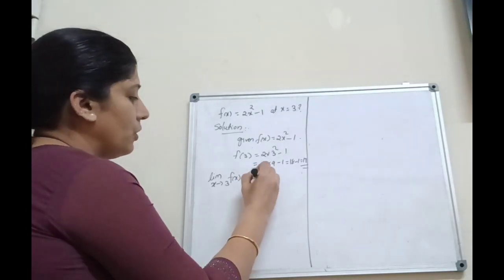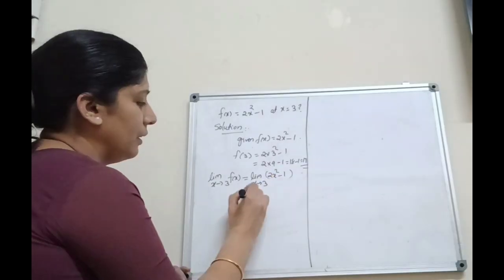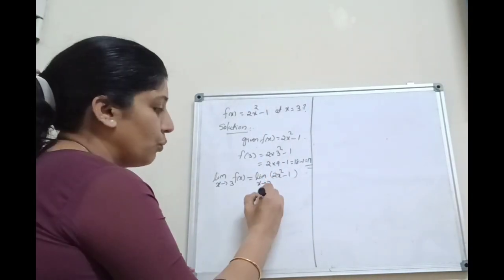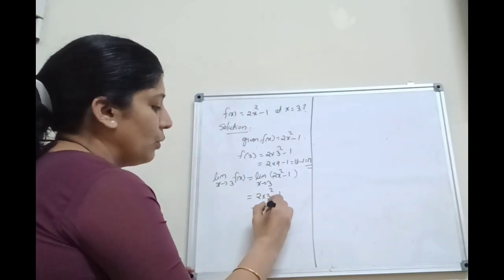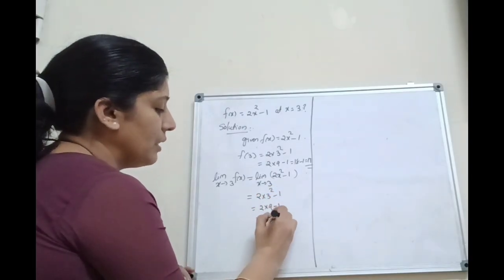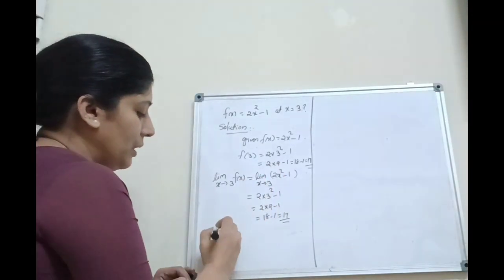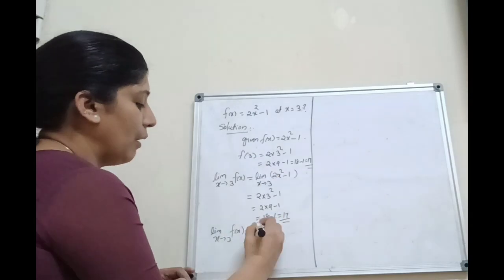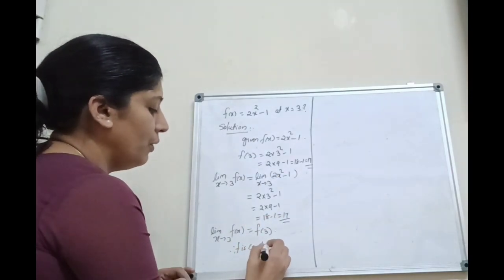Limit x tends to 3, here f of x is 2x² − 1. That implies, when x is 3, 2x² − 1 is 2 into 3² − 1, which equals 2 into 9 − 1, which equals 18 − 1, which equals 17. That is, the limit as x tends to 3 of f of x is equal to f of 3. Therefore, f is continuous at x = 3.